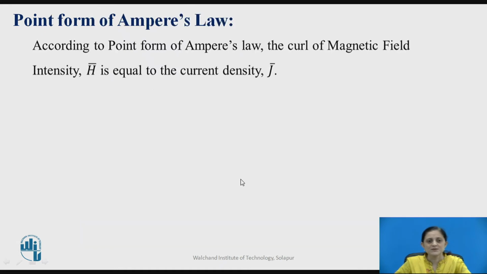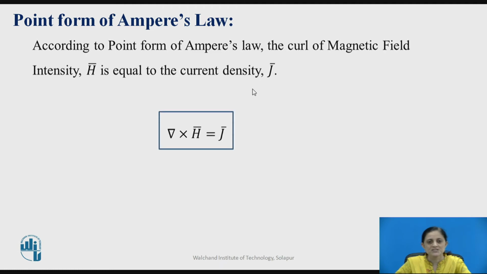But what is the point form of the Ampere's law? So according to the point form of the Ampere's law, what is point form? If you are defining the equation in terms of the differentiation, this differentiation equation is known as the point form of that equation. So according to the point form of the Ampere's law, the curl of magnetic field intensity, that is H bar, is equal to the current density J bar.